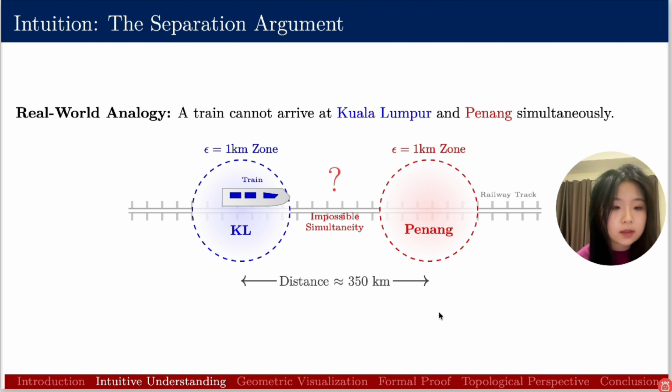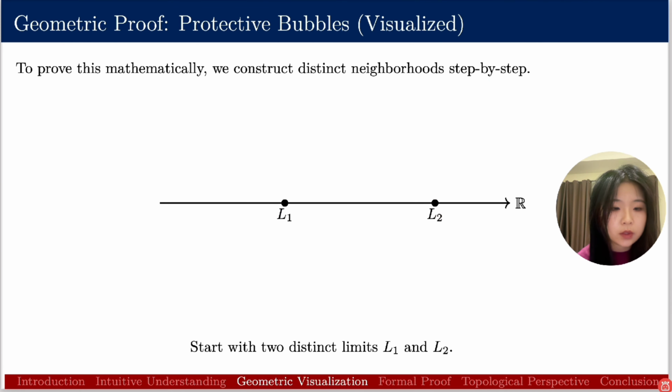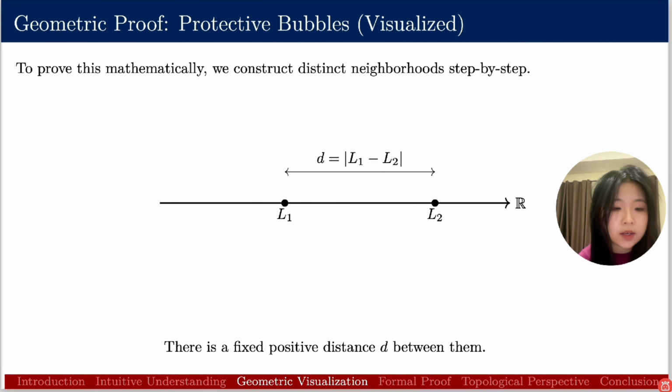Now, let's translate this intuition into our formal language of analysis. Mathematically, we describe these areas of closeness using neighborhoods, which we can visualize as bubbles. We start by assuming that there are two distinct points L1 and L2 on the real number line. Because they are not the same, there is a fixed positive distance between them, which we call d.